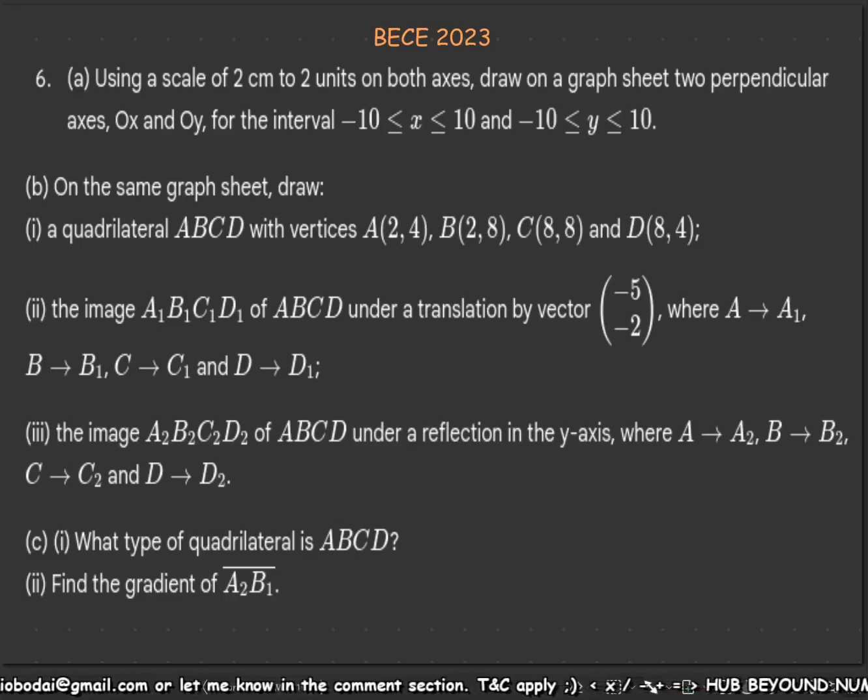Now we are on BECE 2023 question 6, as you can see displayed. It says, using a scale of 2 centimeters to 2 units on both axes, draw on a graph sheet two perpendicular axes OX and OY for the interval x less than or equal to 10 but greater than or equal to negative 10, and negative 10 less than or equal to y less than or equal to 10. So we quickly go to the graph sheet and get that done.